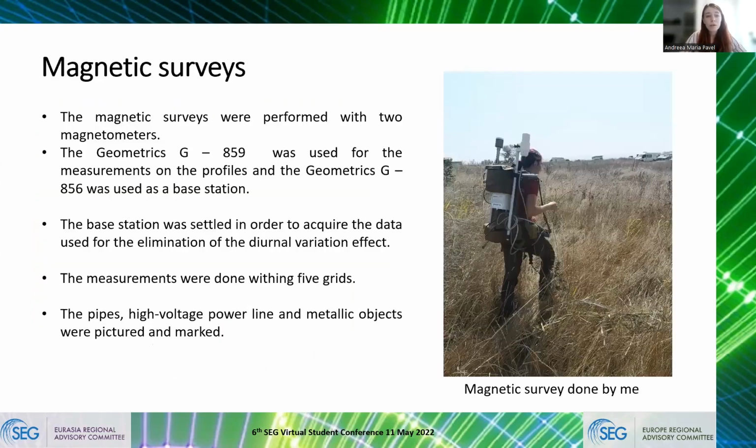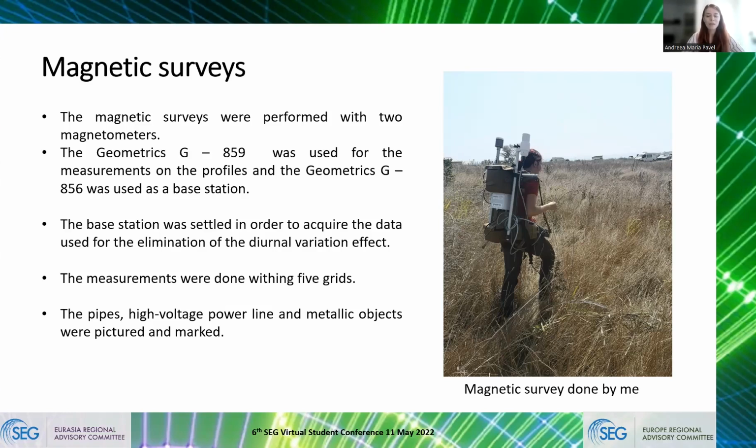Now I'm going to talk about the magnetic surveys we have done. The magnetic surveys were performed with 2 magnetometers. We chose one for the actual measurements on the profiles and another one as a base station. The data acquired from the base station we used to eliminate the diurnal variation effect.